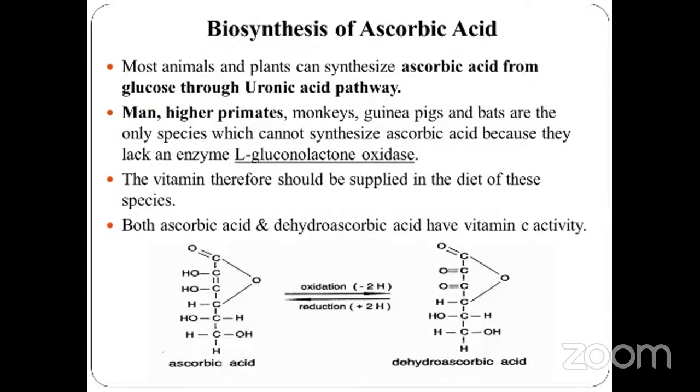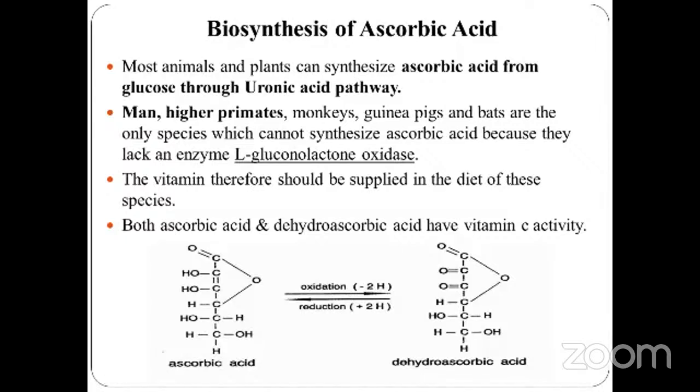Then the next point is ascorbic acid. As shown in this diagram, the first one is ascorbic acid, and the second one is dehydroascorbic acid. Both of these are the active forms of the vitamin. So what are the active forms of vitamin C? There are two: ascorbic acid and its dehydro form, that is dehydroascorbic acid. They are the active forms of vitamin C.